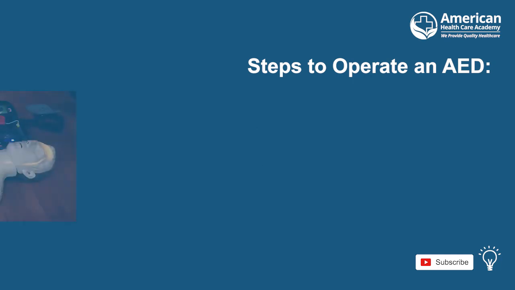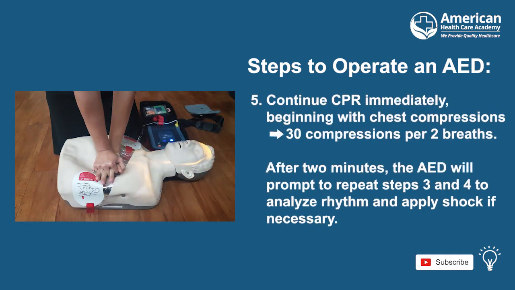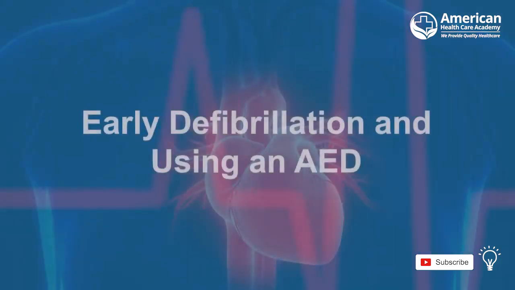Step 5. Next, continue CPR immediately, beginning with chest compressions. Remember to perform 30 compressions to every 2 breaths. After 2 minutes, the AED device will tell you to repeat steps 3 and 4 of analyzing the rhythm and applying shock if necessary.